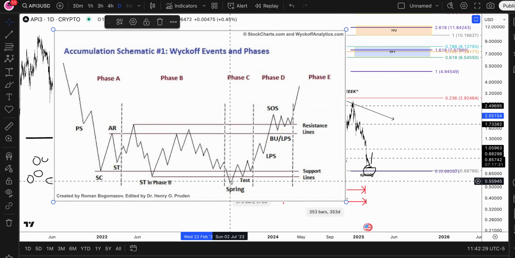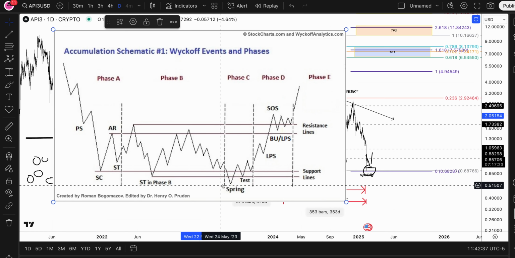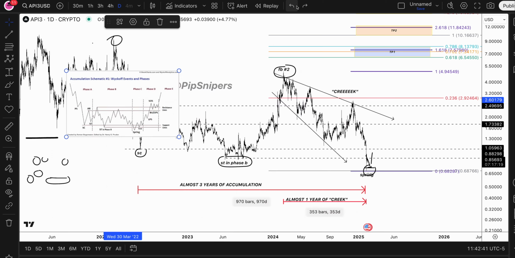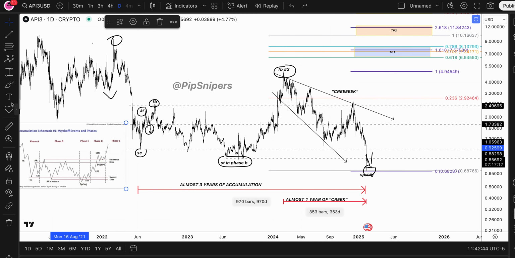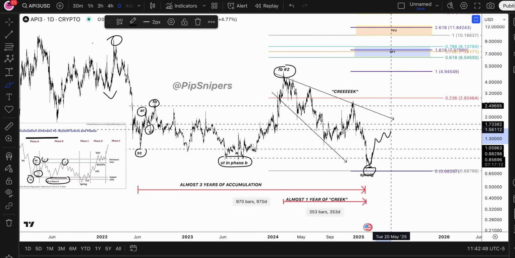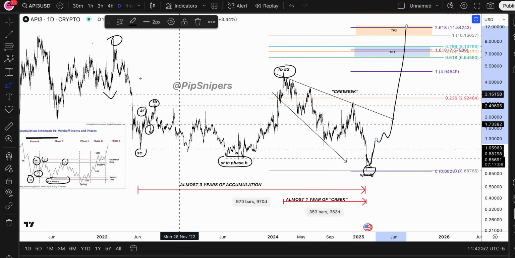Because at the spring, a lot of people don't have time to react. But at the test, people have time to react because they think it's going to make a new low below the spring. So what do they do? They sell it here, and then all of a sudden it grinds to the upside, not knowing it's just a test before your last point of support. And then you have your SOS phase to finally have that expansion to the upside.